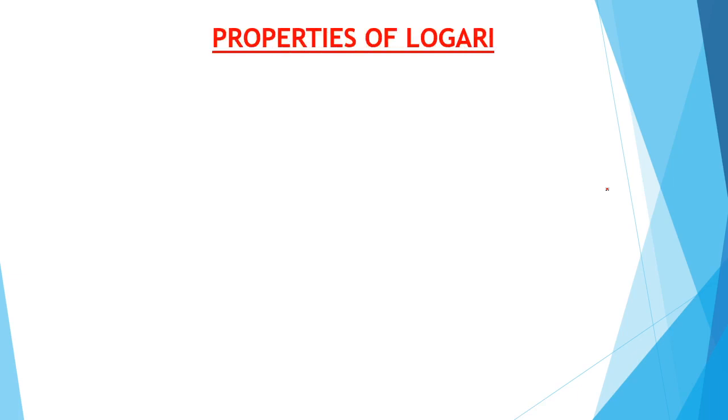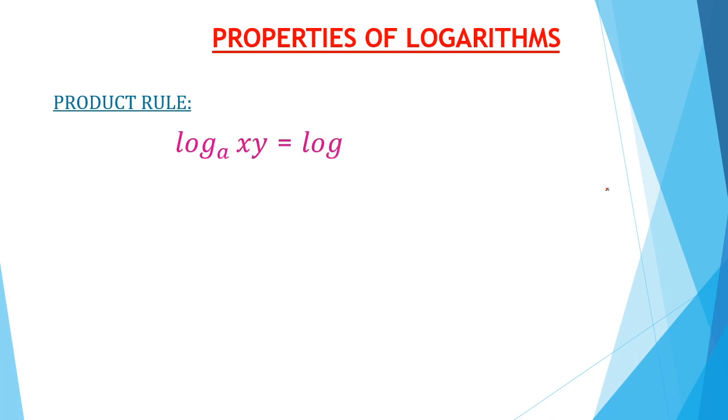So, properties of logarithms. There are some rules: the product rule, quotient rule, power rule, and some other rules also. First of all, we need to know the product rule. What is the product rule? See here, logarithm of xy. We should read this one first. Logarithm of xy to the base a equals logarithm of x to the base a plus logarithm of y to the base a.